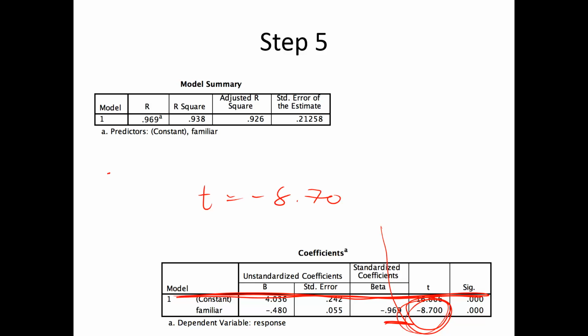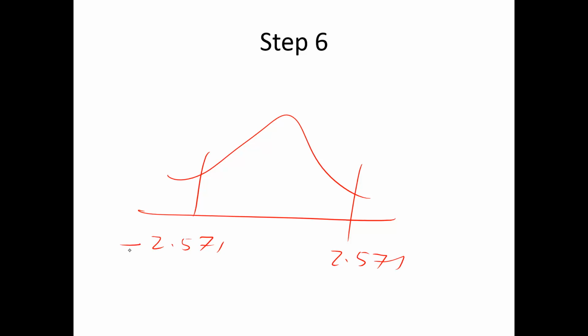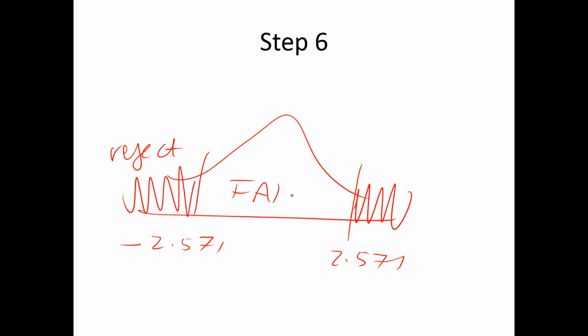So a big t value. And I definitely am going to reject, but let me show you. So I got 2.571, negative 2.571. All this out here is reject. This in here is fail to reject. And then we are way over here in space at negative 8.70, so I'm definitely rejecting the null.